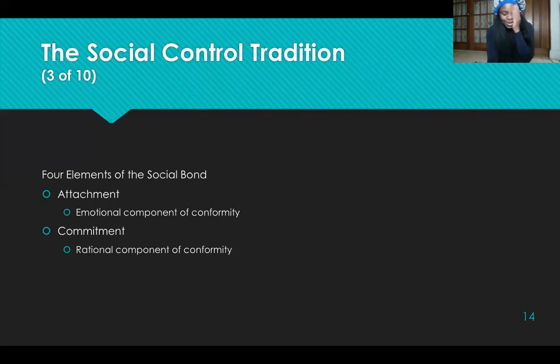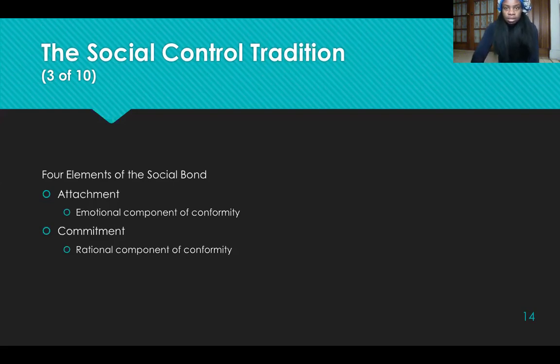So again, there are 4 elements of social bond theory, and we're gonna go through all of them. They are attachment, commitment, involvement, and belief. Attachment is the emotional component of conformity and refers to the emotional bonds existing between the individual and key social institutions. These social institutions can be things such as family and school. Commitment is the rational component of conformity and refers to a lifestyle in which one has invested considerable time and energy in the pursuit of a lawful career.